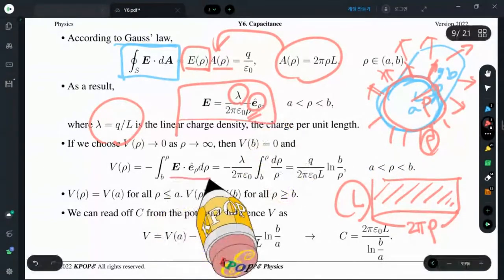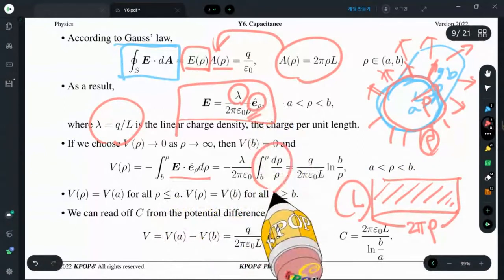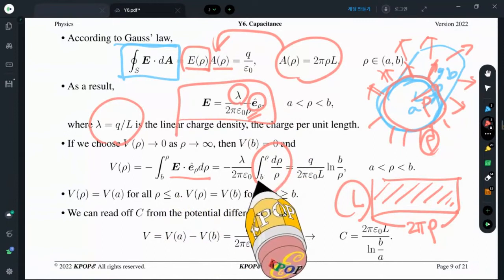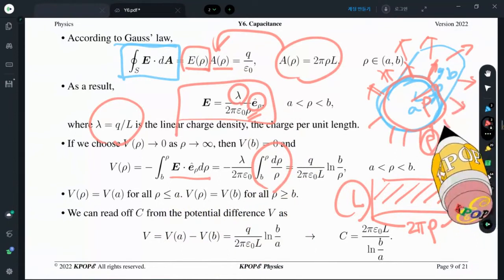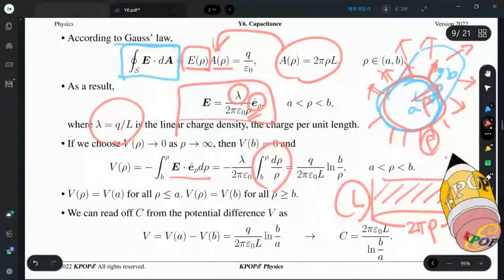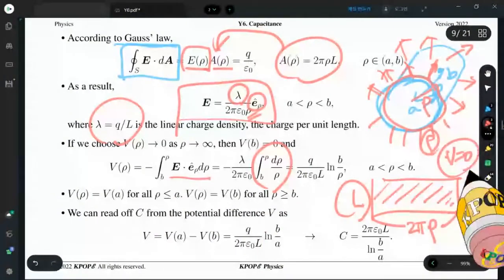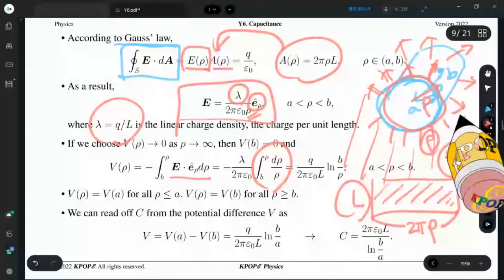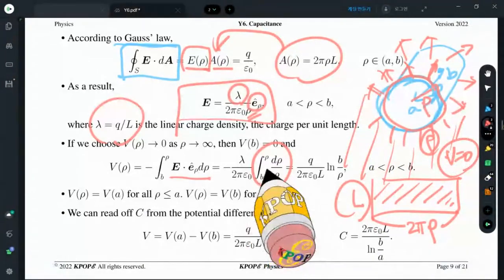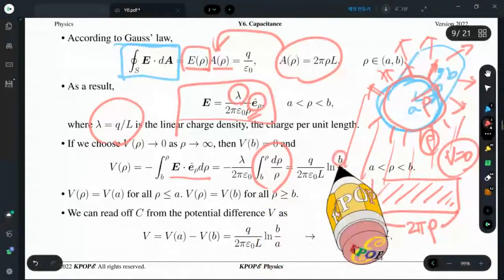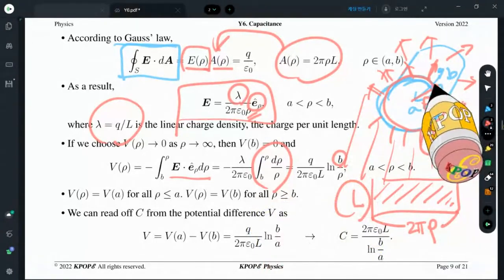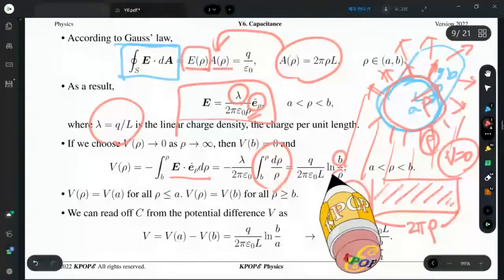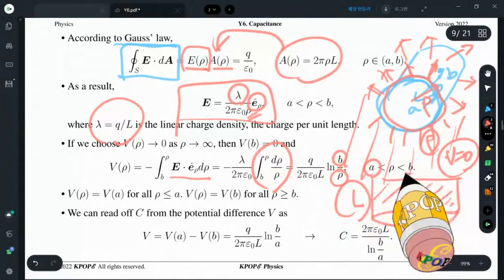Using this, you can do the integral. The integral of 1 over x is a logarithm. At the final point, we have chosen the potential V equals 0 at infinity, but outside the electric field is 0. So it is frozen at rho equals B. After that, its potential is fixed. And this range is from A to B.